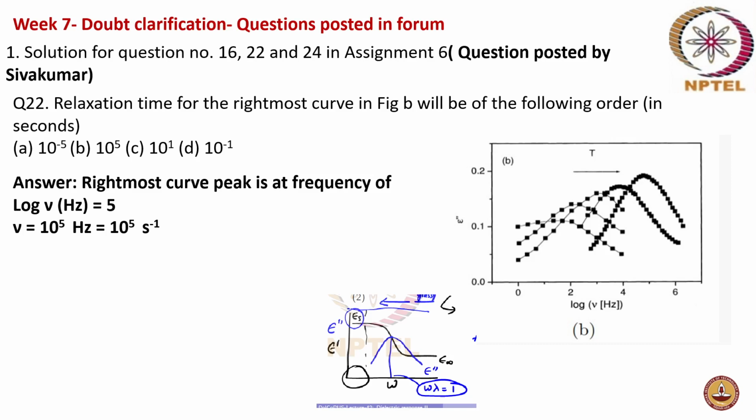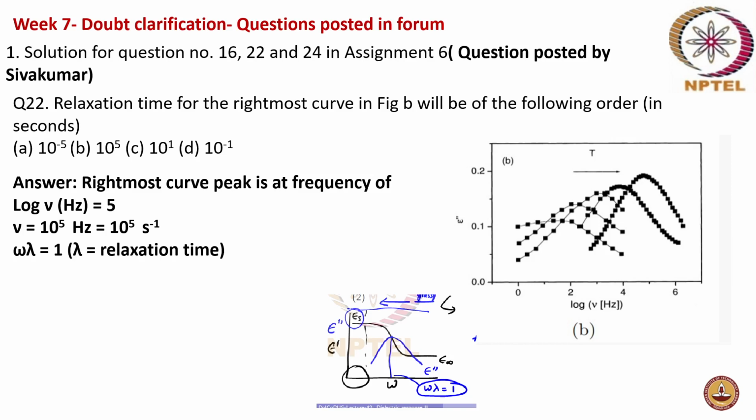Why did I ask for the peak? Because here they have given the dielectric loss versus frequency. When you look at the dielectric loss versus frequency plot, the peak happens at omega lambda equal to 1, where lambda is your relaxation time, right? Yes, ma'am. Once you know omega, you can find out lambda.